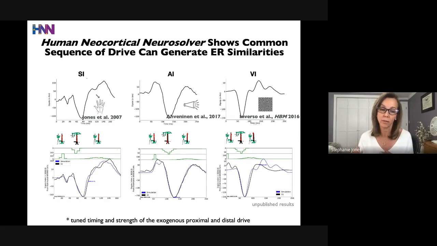Now again, we had to tune the timing, the strength, the number of those inputs in order to get a representation of the signal. But what this is suggesting is that these macro scale signals are really dictated by macro scale features of cortical architecture, right? There's commonalities in the sequence of input from a sensory evoked response. There's commonalities in the laminar structure of each of these areas. And it's that commonality that's creating these similar features in our signal.